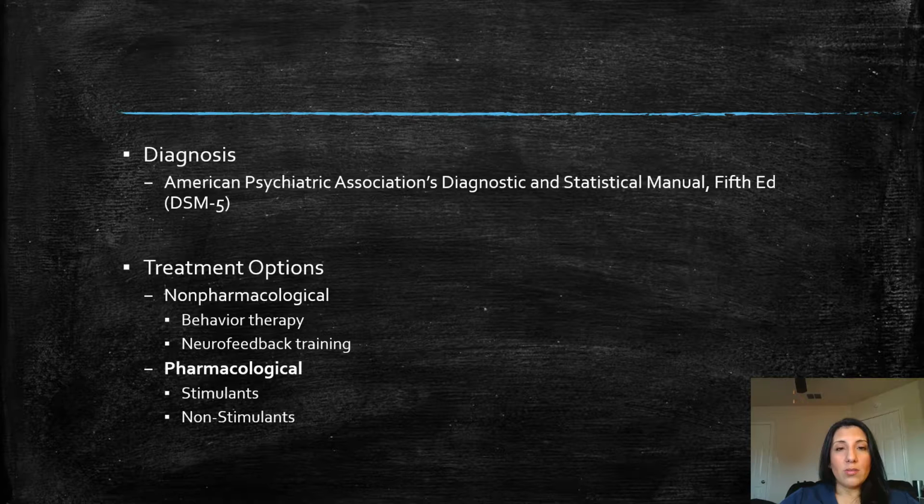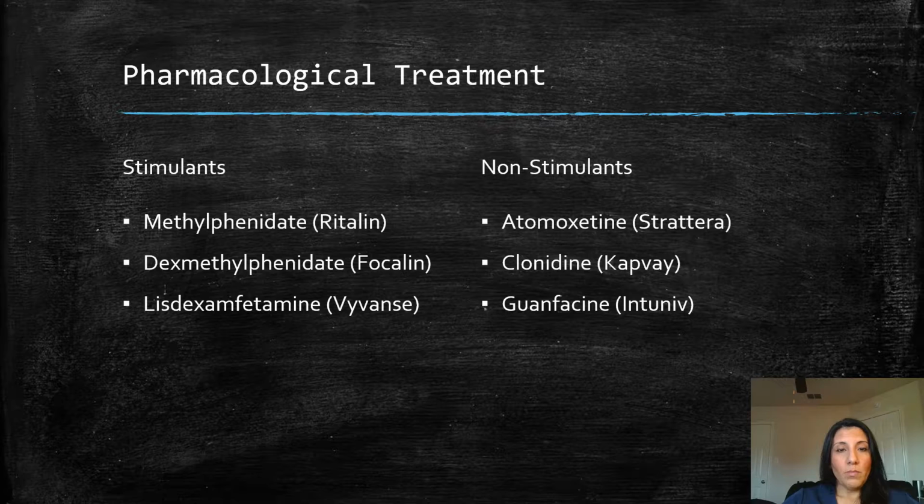Pharmacological treatment options include stimulants and non-stimulant medications. So we have stimulants and non-stimulants, as we just talked about. Stimulants include methylphenidate, which is known as Ritalin. You also have dexmethylphenidate, which is Focalin, and lisdexamfetamine, which is also known as Vyvanse. Non-stimulant medications include atomoxetine, which is Strattera, clonidine, also known as Capvay, and guanfacine, which is Intuniv.